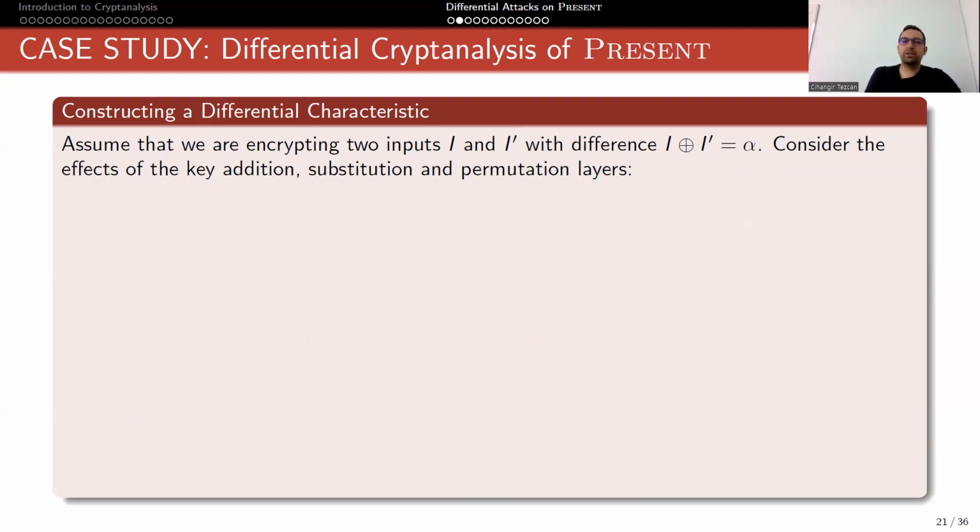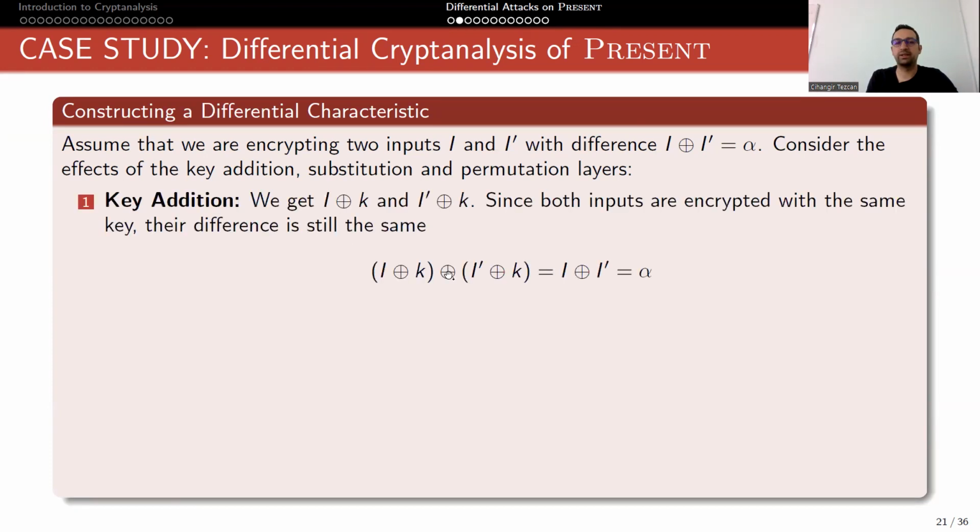Assume that we are encrypting two inputs, I and I prime, with difference I XOR I prime equal to alpha. So alpha is the difference you introduce. So alpha can be 00001, which means that you are simply flipping the rightmost bit. Generally, we represent it in terms of XOR operations because this way we can follow what happens if you perform other XOR operations. So consider the effects of key addition, substitution, and permutation layers.